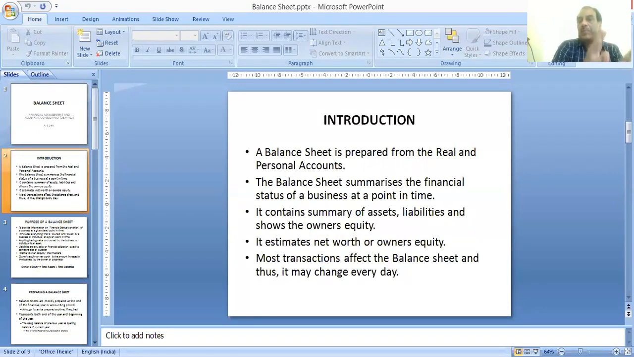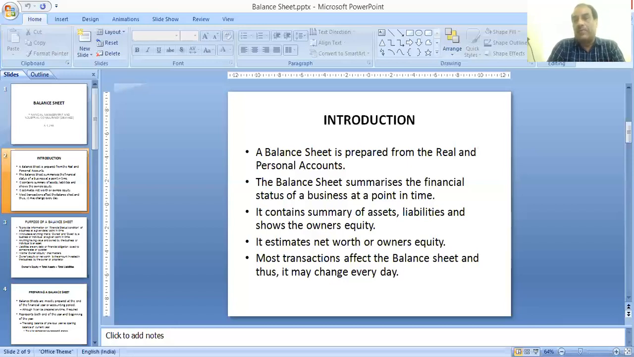So a balance sheet is prepared from the real and personal accounts. Please recall what a real account and a personal account are. A personal account is the account of an individual or the business entity. So it relates to the individual or the business of the individual, and both are considered separate. The proprietor is separate from the business, and the business has its own account and the proprietor has their own account. The second account is the real account, which includes assets, both tangible and intangible, right?